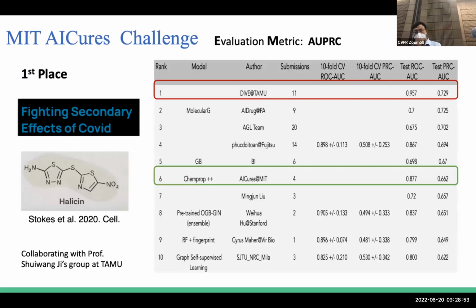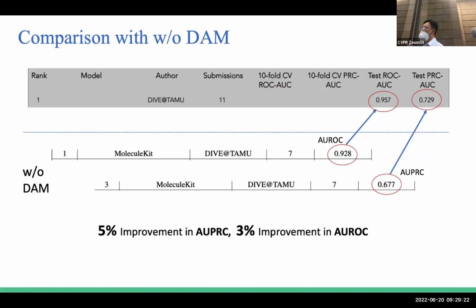The second competition is the MIT AICures challenge which I mentioned earlier. This is not for image data; this is graph data. Each molecule is represented as a graph, and we learn a graph neural network. We were able to achieve first place in this challenge, in collaboration with Dr. Shuiwang Ji's group at Texas A&M University. Compared to the original solution without using this LibAUC library, we improved the AUPRC by 5% and the AUROC score by 3%, which is dramatic.